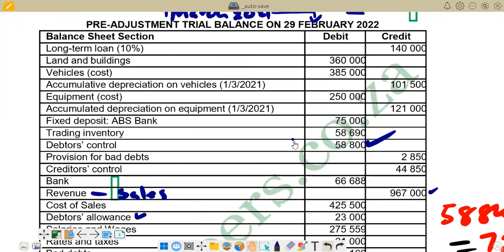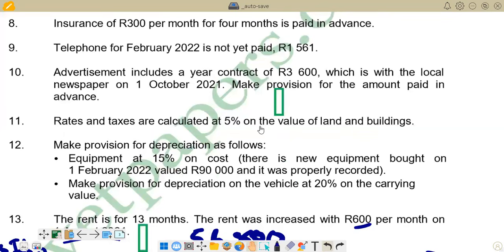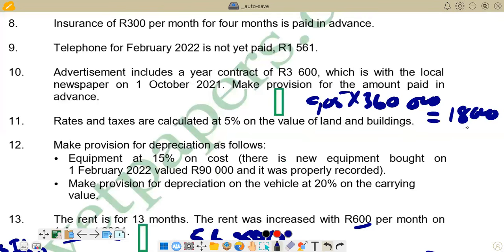So if you come here, land and buildings were 360,000, and the rate is 5%. So we say 5% is 0.05 times 360,000. Let's try to calculate 360,000, then we multiply by 0.05. We get 18,000. So this is the amount of rates and taxes that was supposed to be paid, 18,000. This is for this period.